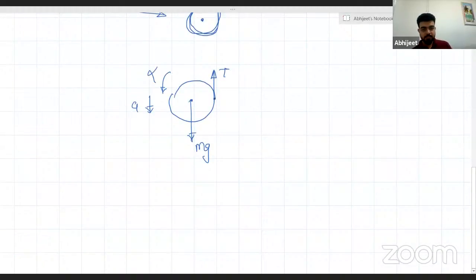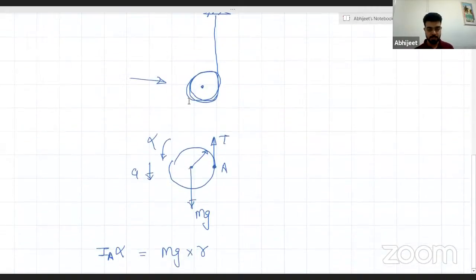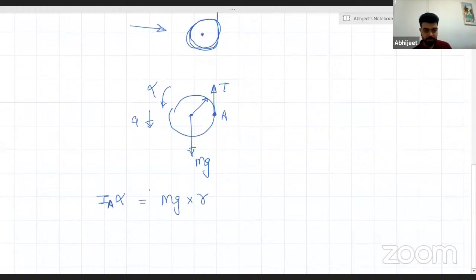First thing is that we can consider this as an instantaneous center, about this particular point A. If I apply the dynamic equilibrium about A, then I_A, the moment of inertia about A, into alpha is equal to net moment. The weight is creating the net moment, that is mg into whatever the radius is. Radius is given as 3 meter. Clear? So this is what we are given.